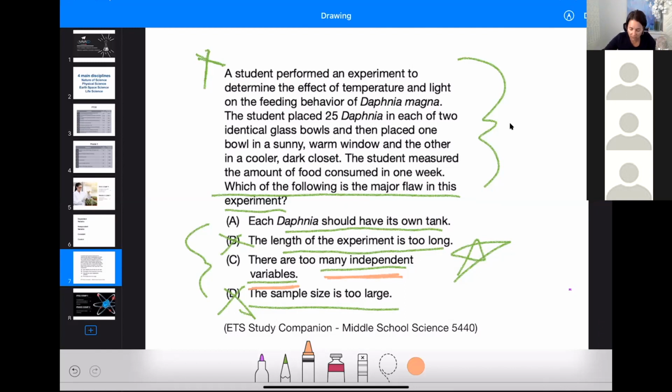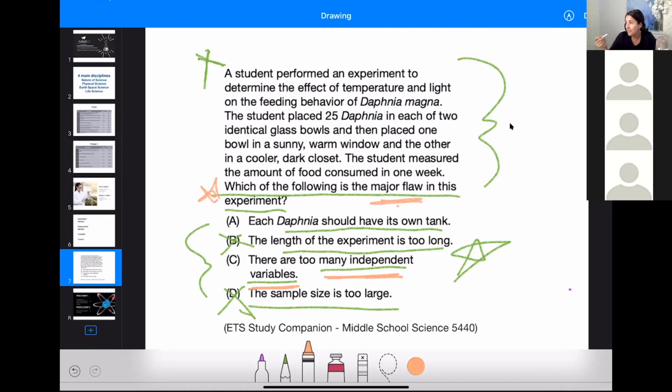So now let's take a look at the question stem. Which of the following is a major flaw in this experiment? All right, we're looking for the problem here. So let's go ahead and read. A student performed an experiment to determine the effect of temperature and light on the feeding behavior of Daphnia magna. So it's a plant. The student placed 25 Daphnia in each of 2 identical glass bowls. So we have our constant there, so that's good. And then placed one bowl in a sunny, warm window and the other in a cooler, dark closet. The student measured the amount of food consumed in 1 week. Which is the major flaw?